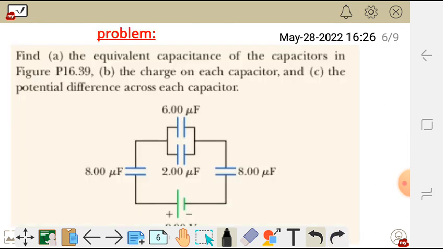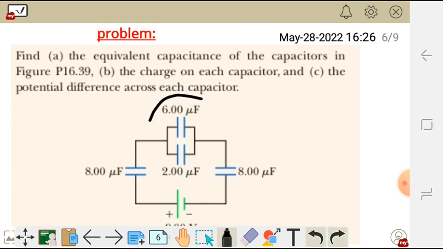So let's see how you can do that in a problem. I have a problem here which says find the equivalent capacitance of the capacitor in this figure here. To find the equivalent, which is the total capacitor, you simply simplify the diagram to come up with the total capacitor. Here we have this one, which is in series to this one here, but these two are in parallel to each other.